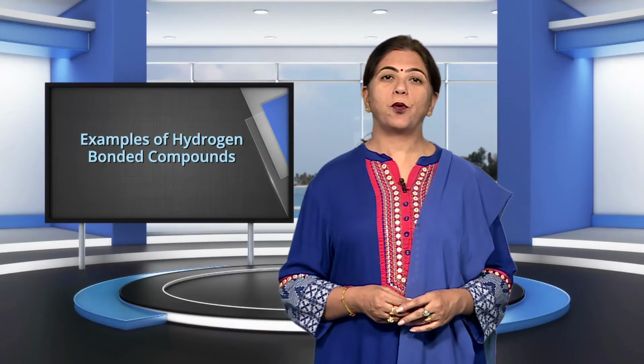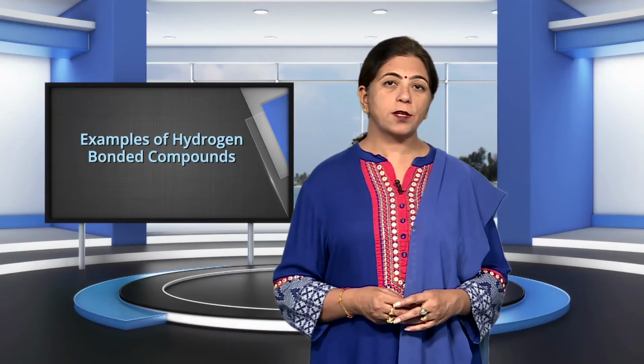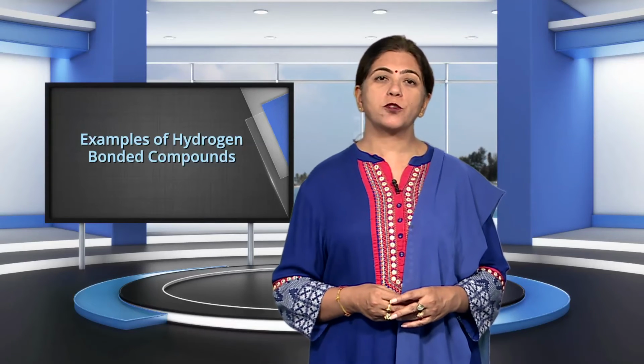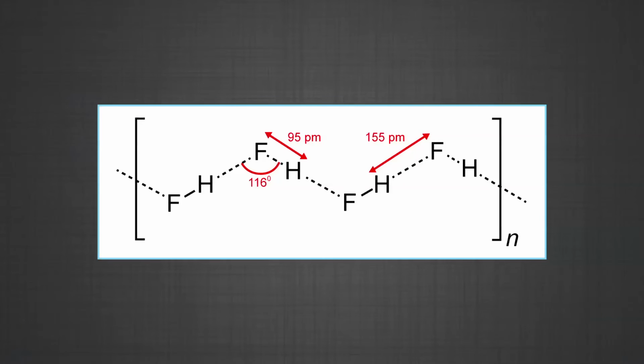Examples of hydrogen bonded compounds. A few examples of compounds which exhibit hydrogen bonding are discussed below. Hydrogen fluoride in the solid state consists of long zigzag chains of molecules associated together through hydrogen bonds. Thus, the hydrogen fluoride molecule is represented as (HF)n. In the liquid or the gaseous state, the chain however becomes linear.